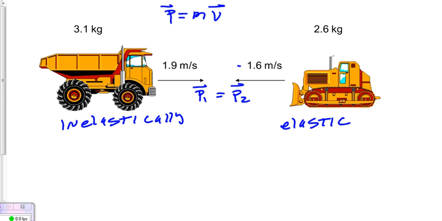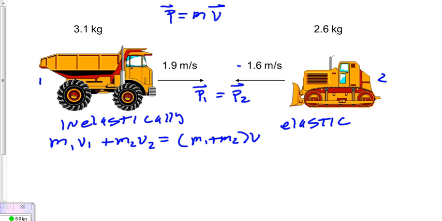So what equations do we derive from this? Well, inelastically looks like this. If we call this object 1 and this one object 2, we'll have mass 1 times velocity 1 plus mass 2 times velocity 2 equals, and we'll add the two masses together since they stick to each other, m1 plus m2 times some common velocity v when we're done.